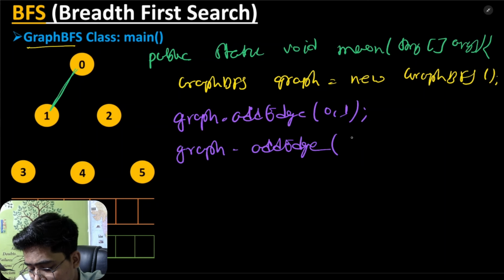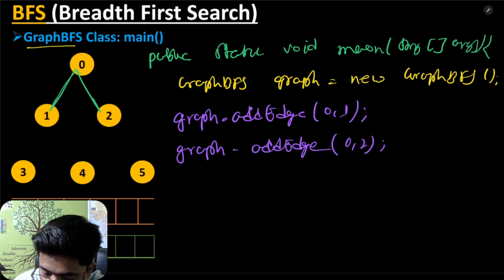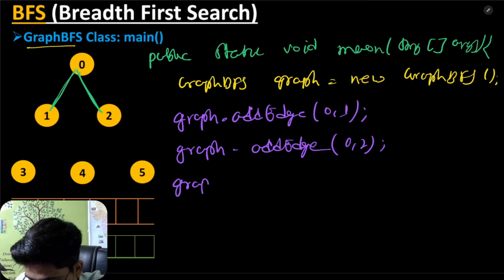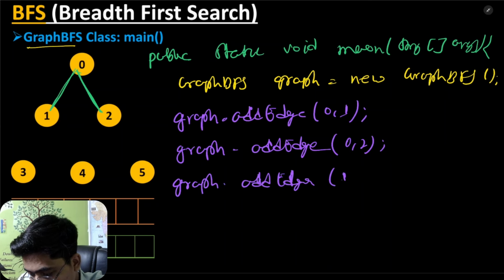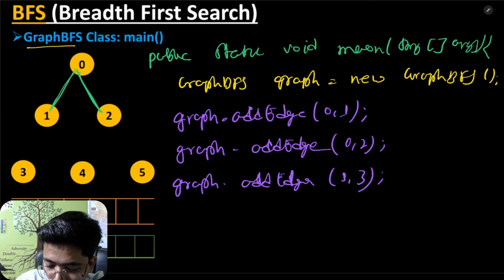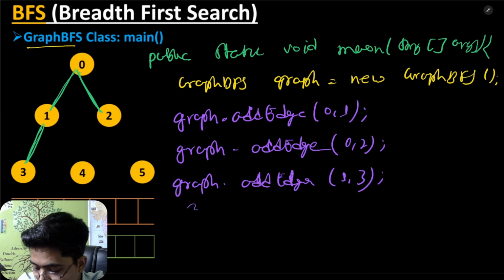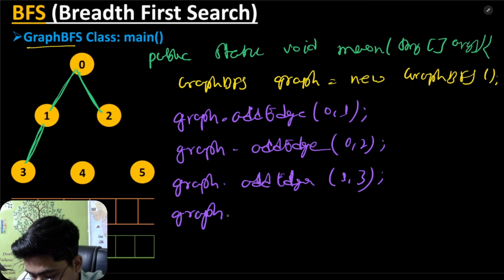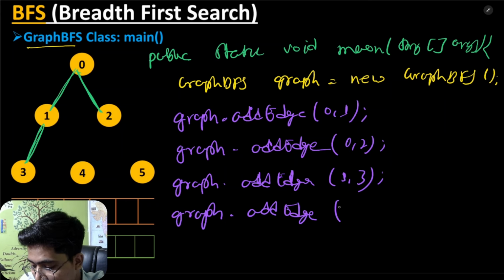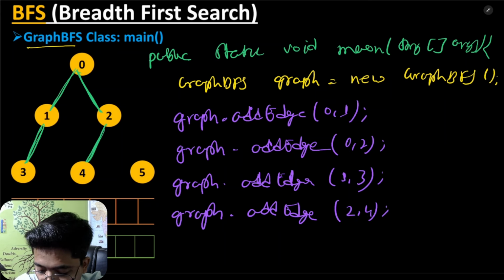We'll be adding the program graph.addEdge(0, 2), and 0 and 2 will get connected. Now let's say we run graph.addEdge(1, 3). So by now 1 and 3 will get connected. Now again we run graph.addEdge, and let's say 2, 4. So it will add the 2, 4. This one will get connected.